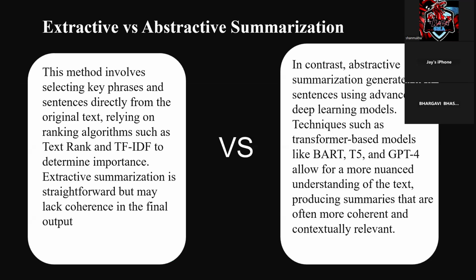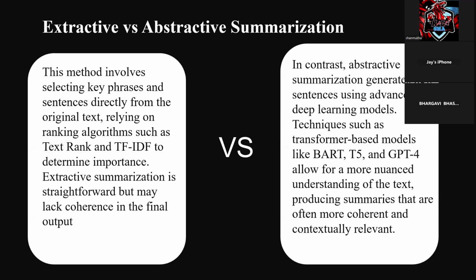Here is the extractive and abstractive summarization. Extractive summarization involves selecting key phrases and sentences directly from the original text, and relies on ranking algorithms such as TextRank and TF-IDF to determine importance. Extractive summarization is straightforward but may lack coherence in the final output.